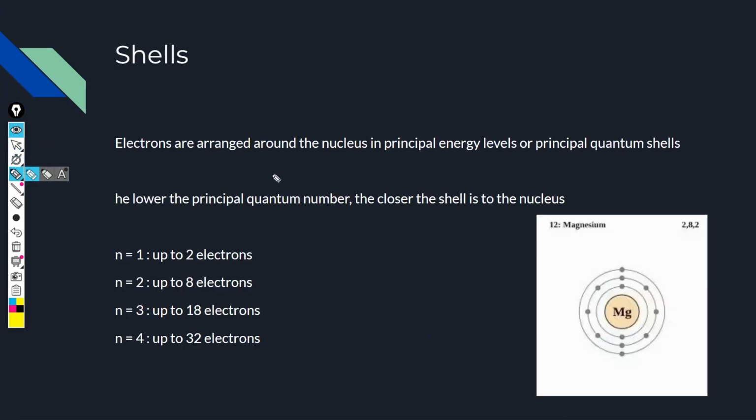Electrons are arranged in principal energy levels or quantum shells. Principal quantum shells are basically the shell numbers. So the innermost shell is 1, the second one is 2, and the third one is 3, and so on. A principal energy level is just another name for the shells. The first one is called K, the next one is called L, and then it keeps going: M, N, O, and P. The lower the principal quantum number is, the closer the shell is to the nucleus.